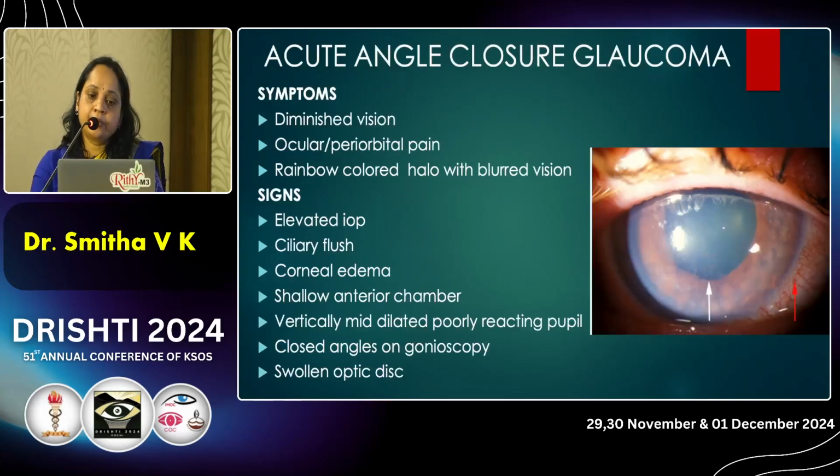In acute angle closure glaucoma, the patient has diminished vision, eye pain and headache, sudden onset of headache, nausea, vomiting, rainbow colored halos, etc. The signs include increased IOP, circumcorneal congestion, corneal edema, shallow AC, a vertically oval, mid-dilated, poorly reacting pupil, and closed angles on gonioscopy with a swollen hyperemic optic disc.